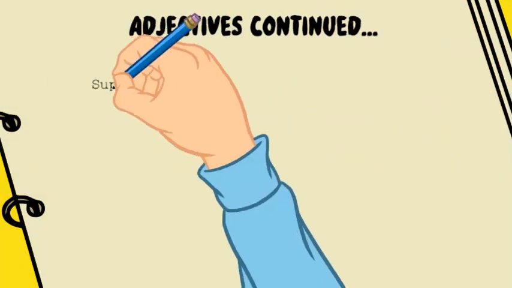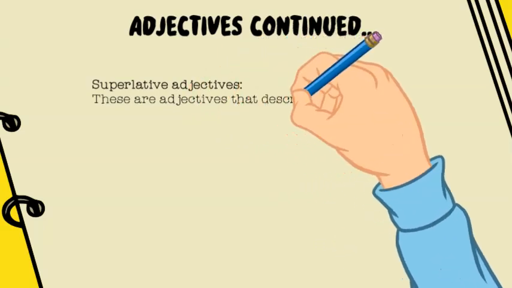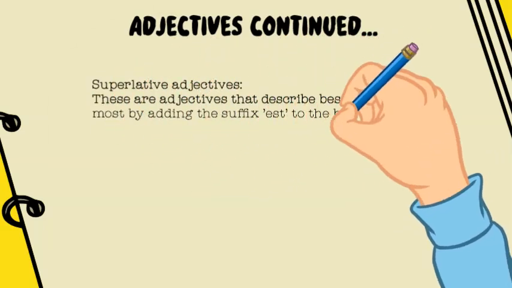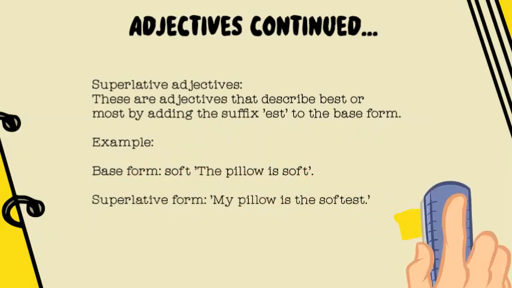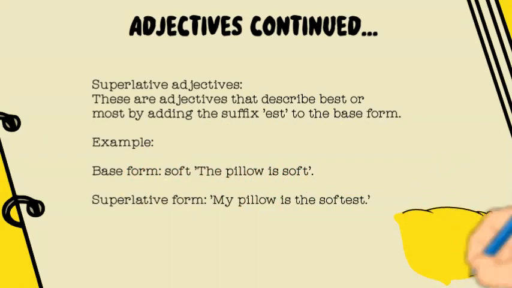Another type of adjective is the superlative adjective. You might have heard these referred to as wow words. They refer to something being the biggest or the best. So an example might be softest. So we take the base form soft and we add the suffix est, and that turns it into a superlative, softest. Other examples might be biggest, fastest, loudest, strongest.